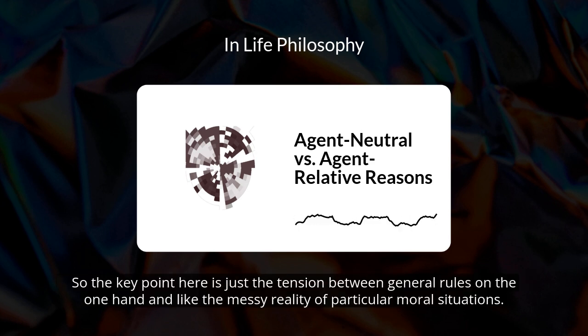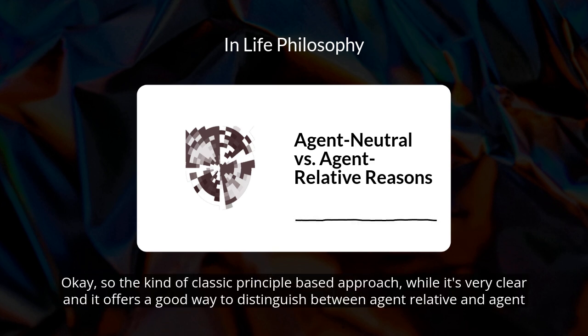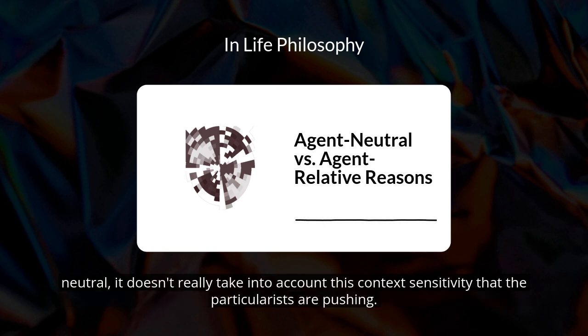So the key point here is just the tension between general rules, on the one hand, and the messy reality of particular moral situations. So the classic principle-based approach, while it's very clear and offers a good way to distinguish between agent relative and agent neutral, doesn't really take into account this context sensitivity that the particularists are pushing.